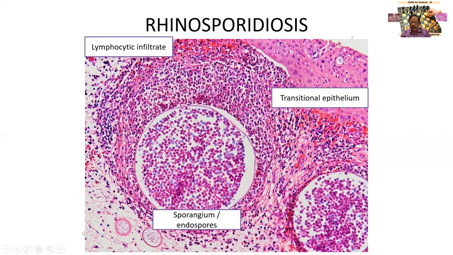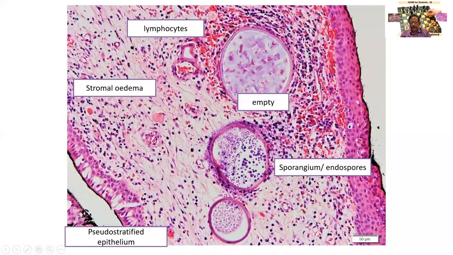And this is the supporting stroma. See here, there is a lot of edema. I identify edema by means of the separation of the tissue. I am also finding small dark blue uniform cells, which are lymphocytes. So: lymphocytic infiltrate, sporangium with endospores, and the epithelium. Please remember these three things and describe.